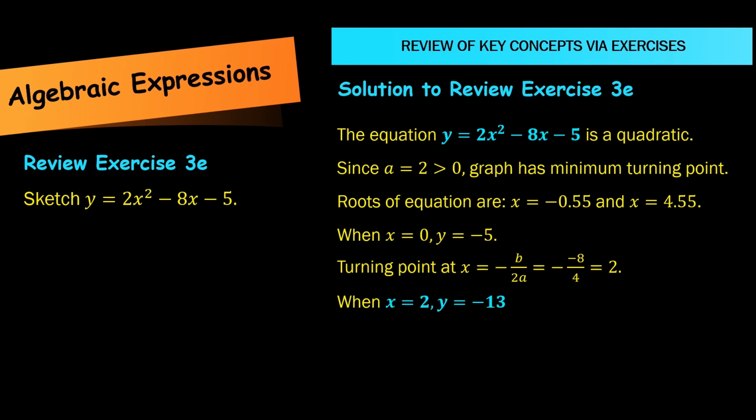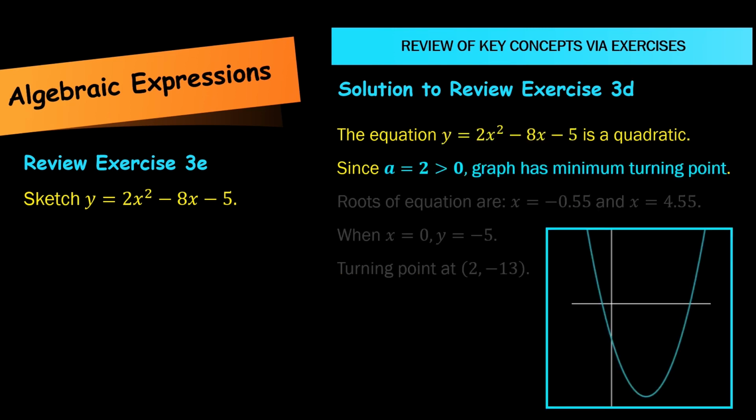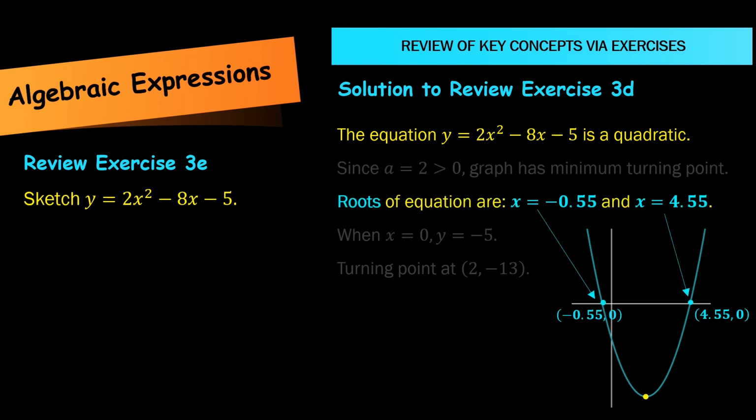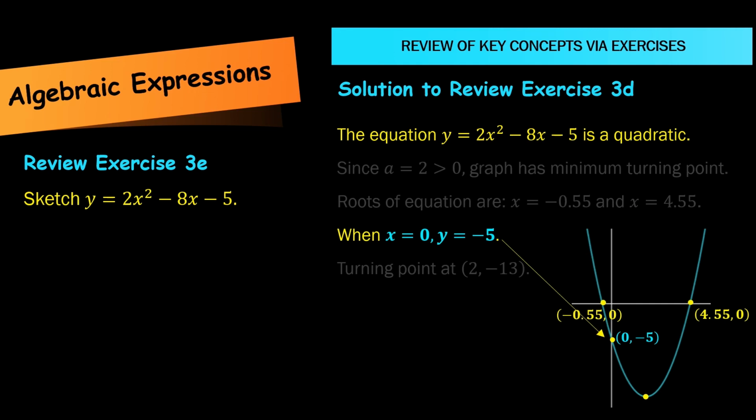And so we can plot our graph. Since a equals 2 is greater than 0, the graph has a minimum turning point. The roots of the equation are at minus 0.55 and 4.55. The y-intercept, i.e. when x equals 0, is y equals minus 5. And finally the turning point is at 2, minus 13. And so we have our graph.